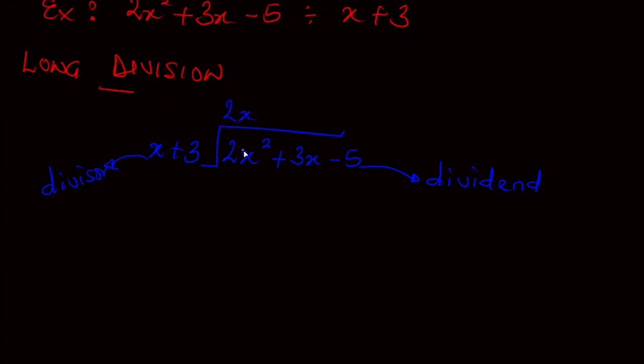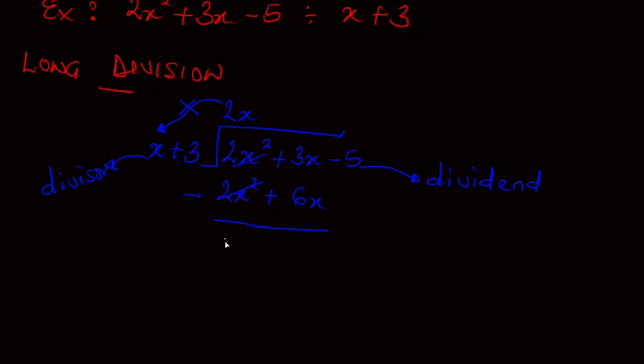We write 2x on top. We are going to use it to multiply both the x and the 3, which is our divisor. So I'll just put my times symbol here. We use 2x to multiply the divisor, and that will give us 2x squared plus 6x. So 2x times x gives us 2x squared, and 2x times 3 gives us 6x. Exactly. We're going to subtract this from this, and we have 2x squared minus 2x squared.